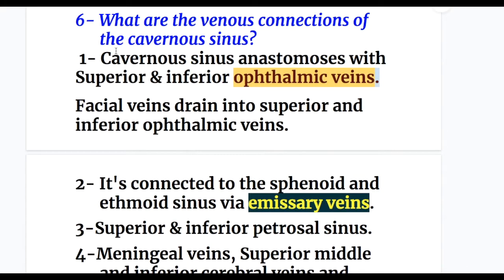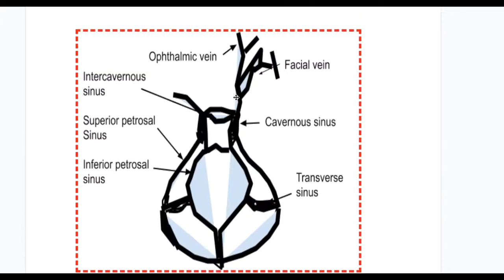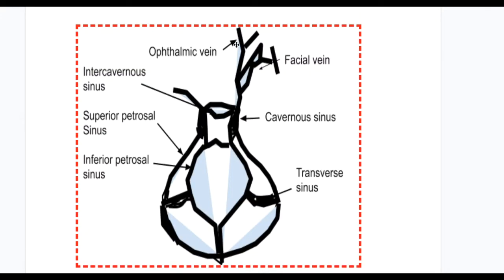What are the connections of the cavernous sinus? We already discussed earlier, the ophthalmic vein and the facial vein open into the cavernous sinus here, and superior petrosal and inferior petrosal open into the cavernous sinus, and they are connected to each other by the intercavernous sinus. They are also connected to the other meningeal and cerebral veins, and to the nasal sinuses, sphenoid and ethmoid sinus, via the emissary vein.